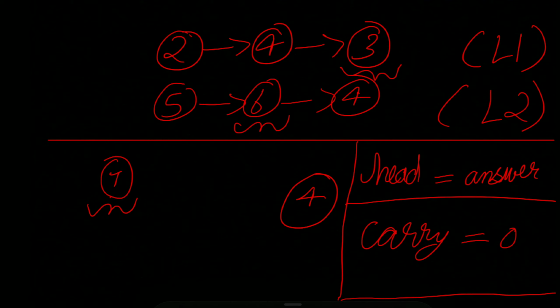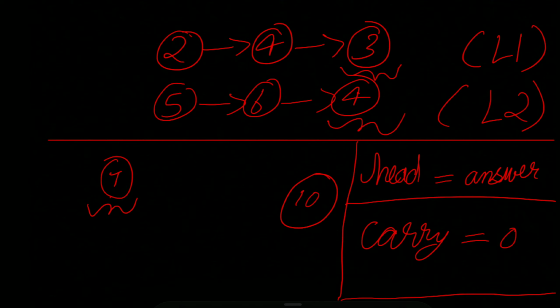Now what will happen? We'll do the same thing for L2, right? So for L2 we can do carry plus L2 dot val. In this case it will be 6 plus 4, which will give me the answer as 10, right? Okay. So now L2 equals L2 dot next, which will update the value of the pointer to 4.